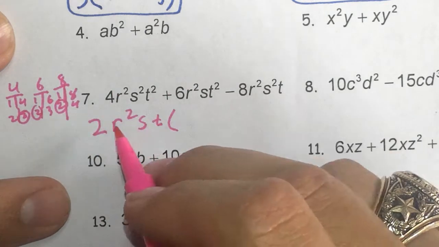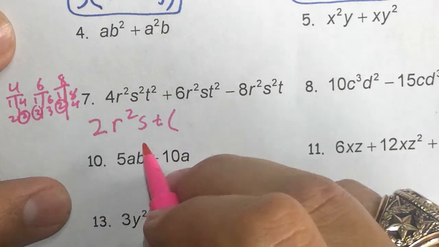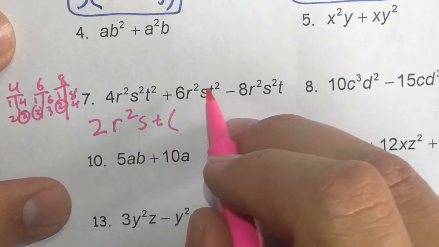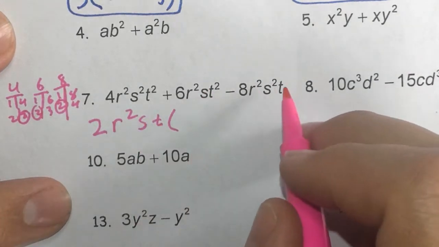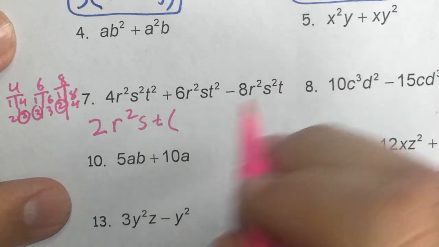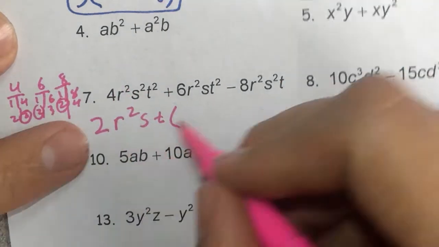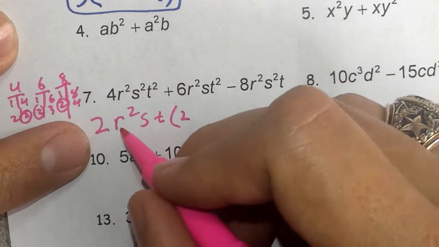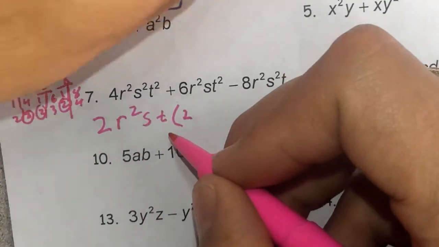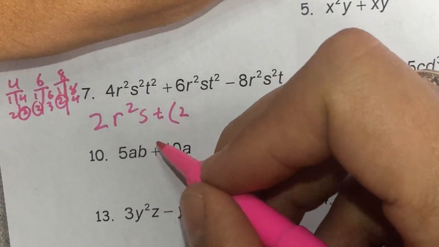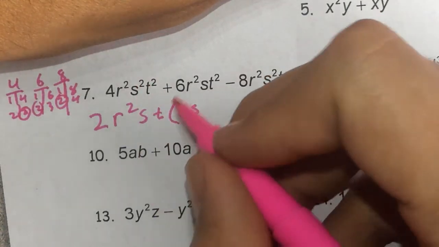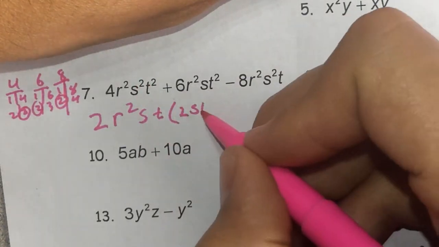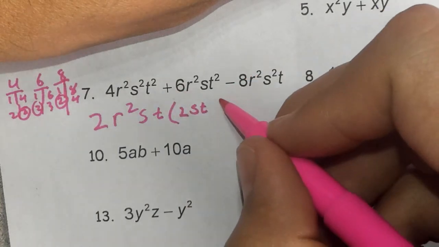2 for the numbers. They all have an r squared, so I pulled that out. They all have s's, and the smallest one is an s to the first. And they all have t's, and the smallest one is t to the first. Then I just test my multiplication. 2 times 2 is 4. R squared we already have. We don't need to include that now. Then we have s. S times s gets us s squared. And t times t gets us t squared.